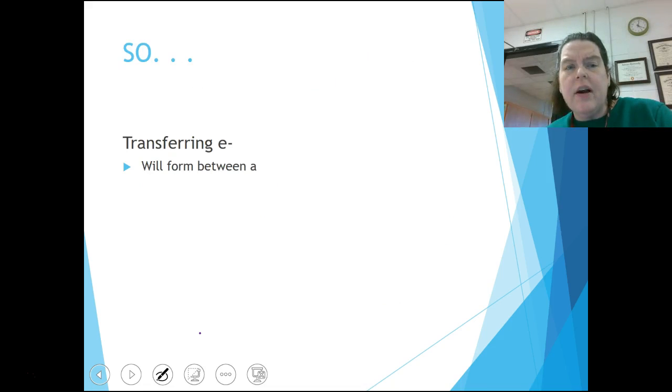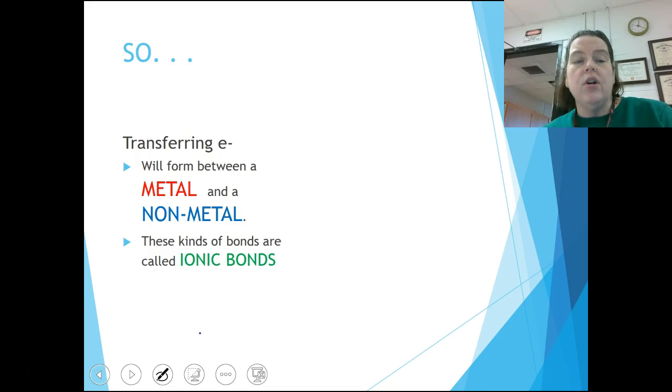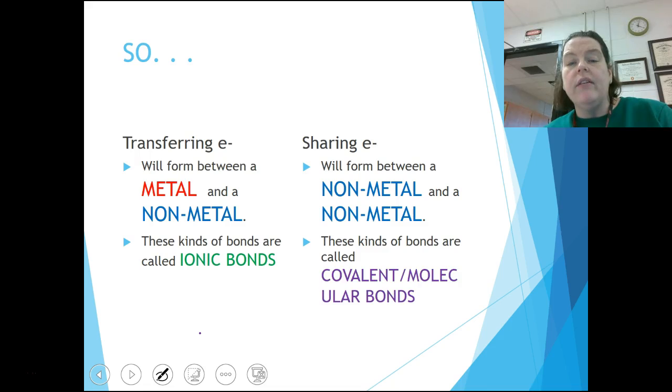So that means if I'm transferring electrons, this kind of bond will form between a metal and a nonmetal, because metals want to lose electrons and nonmetals want to gain electrons. So I'm going to see metals and nonmetals come together and transfer electrons from one another, the metal losing, the nonmetal gaining. These kinds of bonds are called ionic bonds. Sharing electrons will be formed between a nonmetal and a nonmetal, so these are only nonmetal bonds. These kinds of bonds are called covalent or molecular bonds. Molecular is another name for a covalent bond.